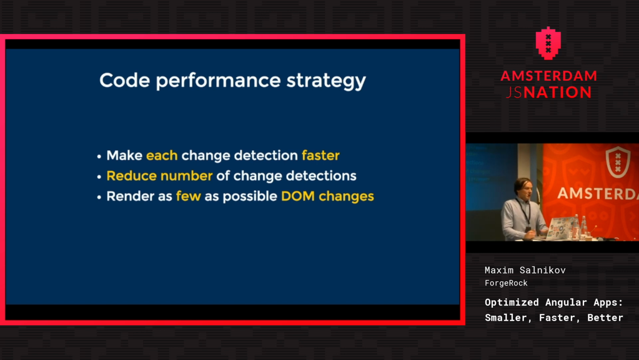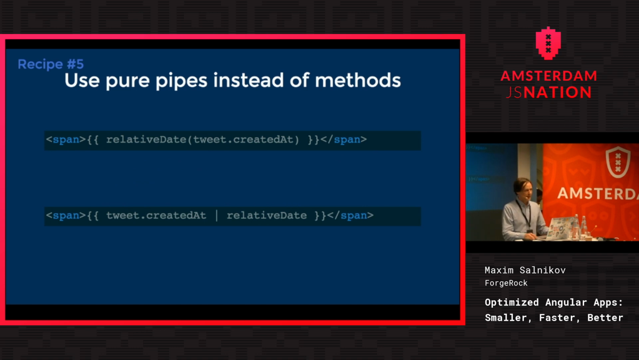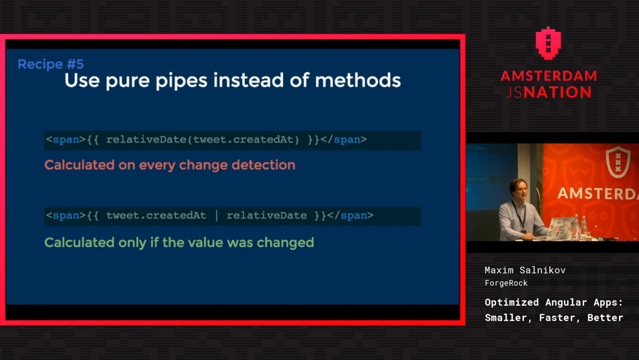My first advice: use pure pipes instead of methods in your templates. Just imagine, in our list of tweets, we have the date of each tweet, and we want to create a relative date from it, like 1 day ago. Also, just simple date calculations. There are two options to do this: use a method from our class, or use a pipe. The problem is, the method is calculated on every change detection. And the pipe will be processed only if the date is actually changed, right?